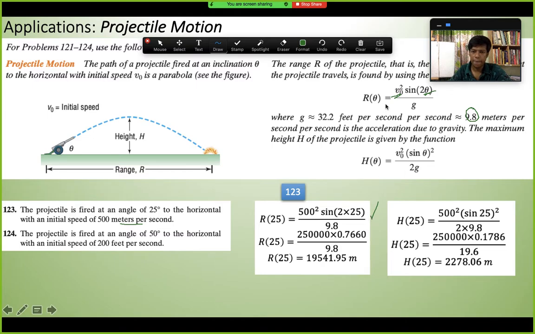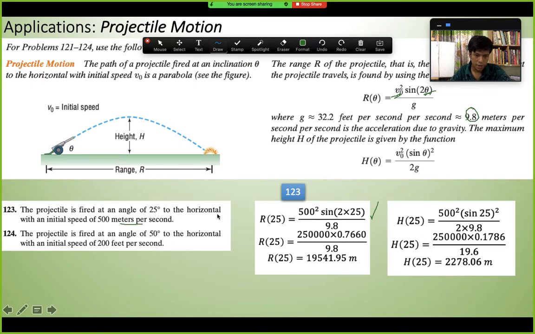Okay, and then similarly, the same thing goes. If the question is find the range, we will do the math here. If the question is find the height, we will put the value here and do the calculation. See, here we have used 2 into 25, so we have tried to find out the range for this question also.